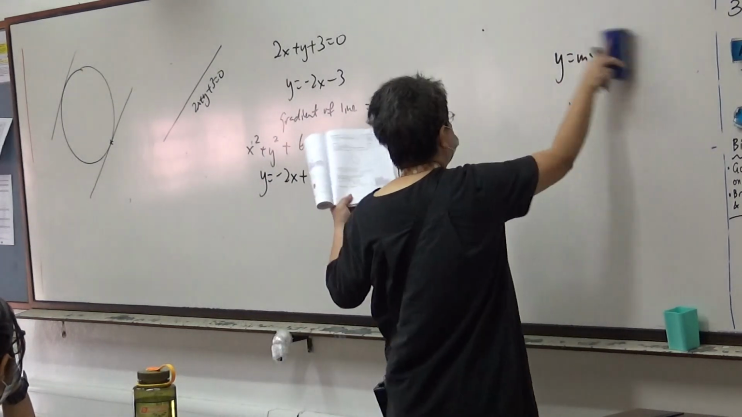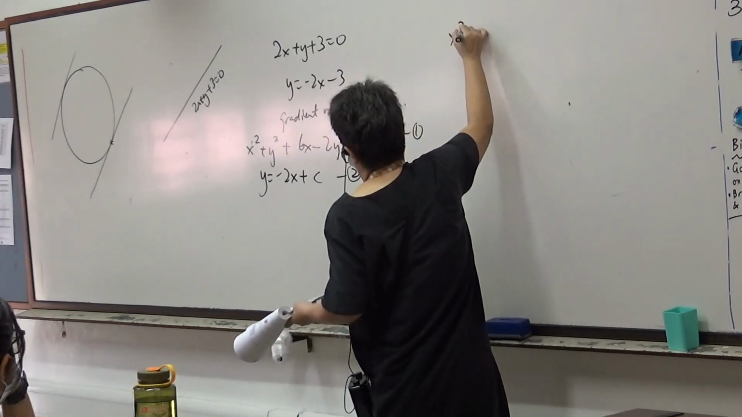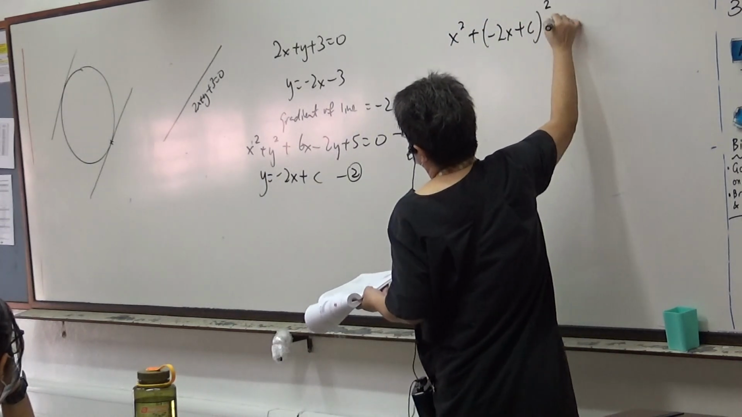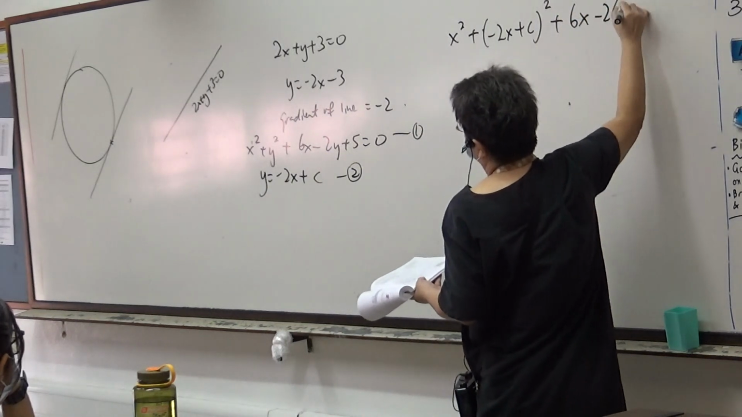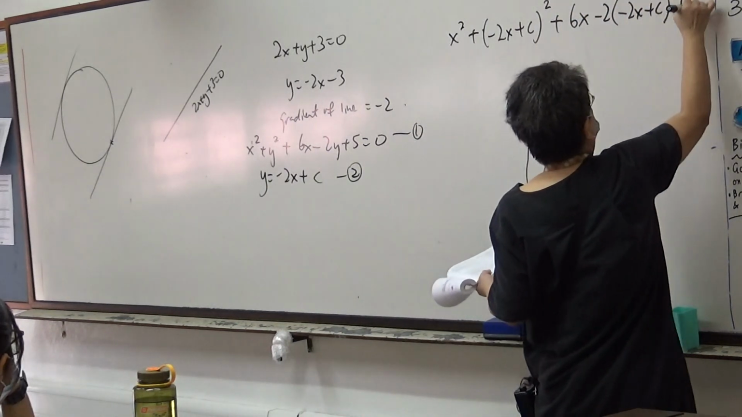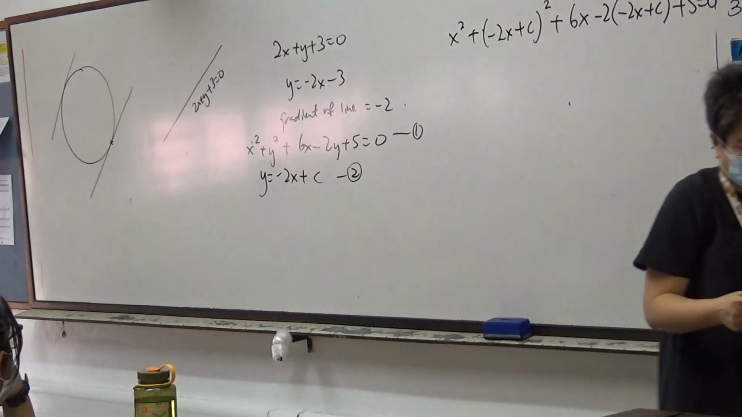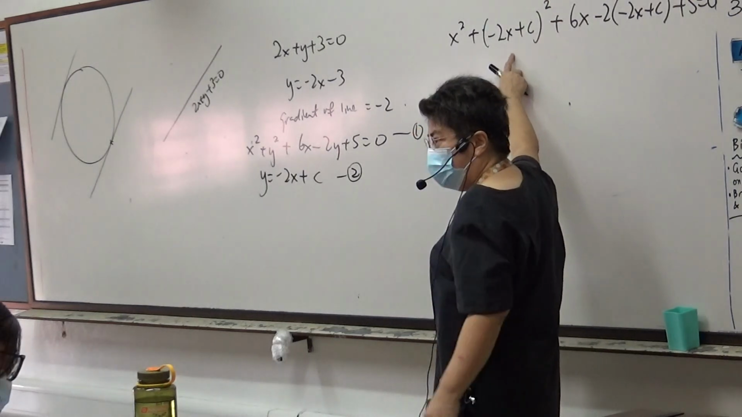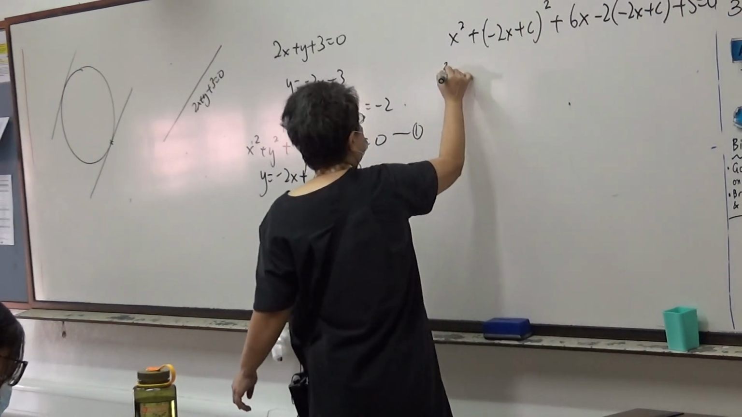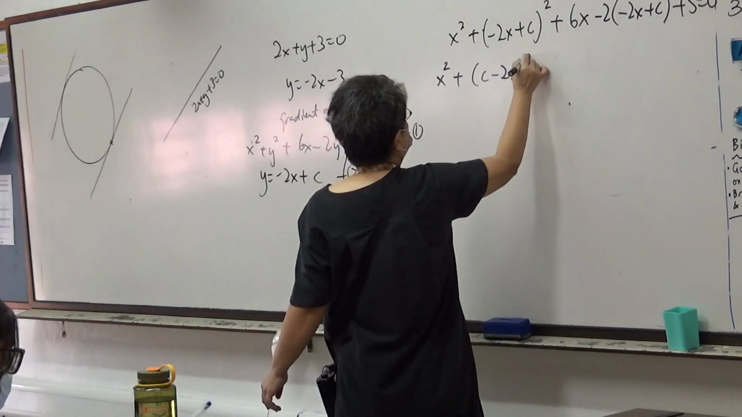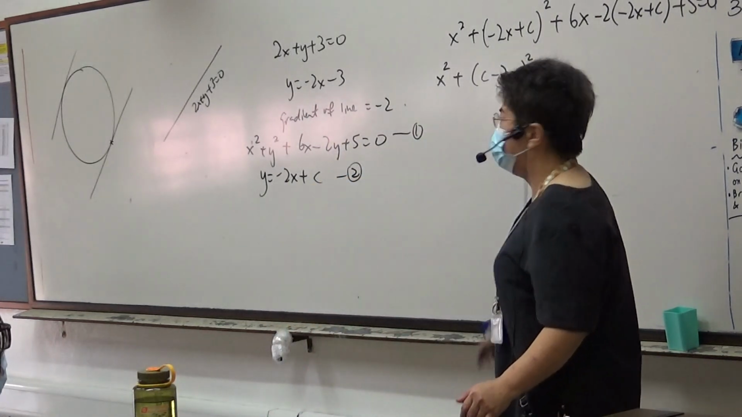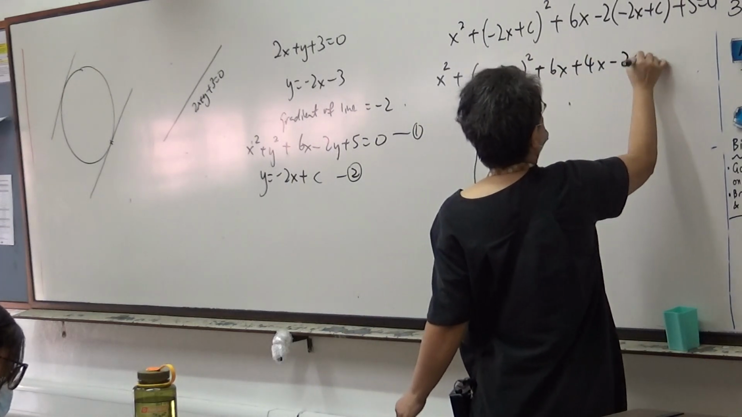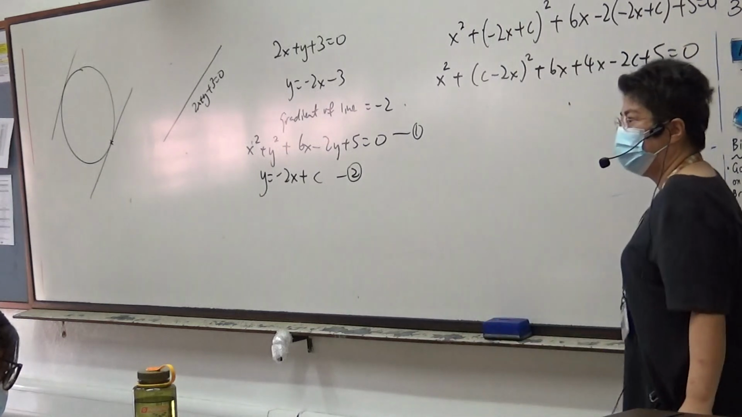Now, I'm going to plug this in. x squared plus (negative 2x plus c) squared plus 6x minus 2 times (negative 2x plus c) plus 5 equals to 0. Okay? Now, a lot of you, when you see this, you are confused. Don't know how to do. Now, I'm going to teach you something here. Do you agree that if you write like this is easier? I rearrange. Then plus 6x plus 4x minus 2c plus 5 equals to 0, right?